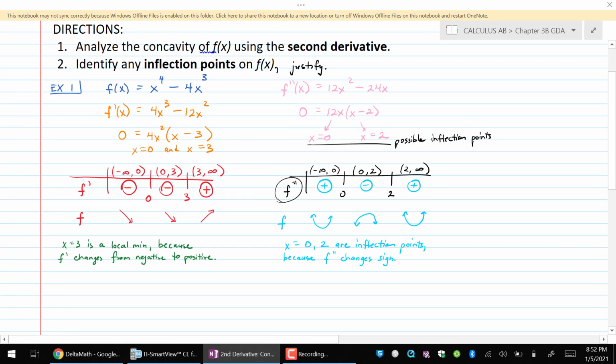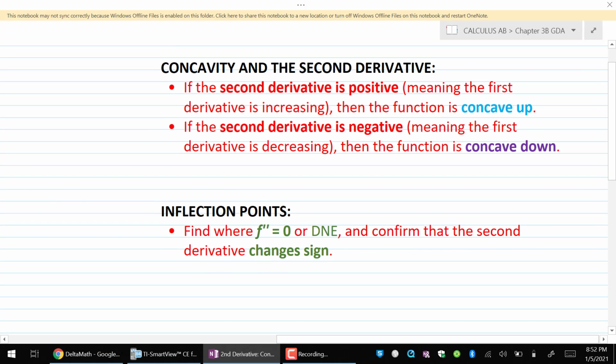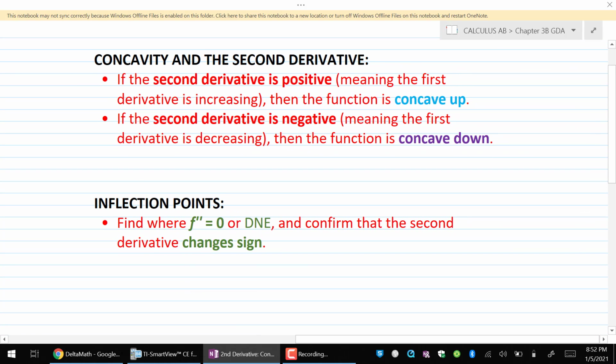All right, and then we might say also that f is concave up from -infinity to 0 because f double prime is positive, or f is concave down from 0 to 2 because f double prime is negative. That would be how we would analyze concavity and also identify the existence of inflection points. So to conclude, here are some nice summary statements that kind of describe what I talked about in that example.